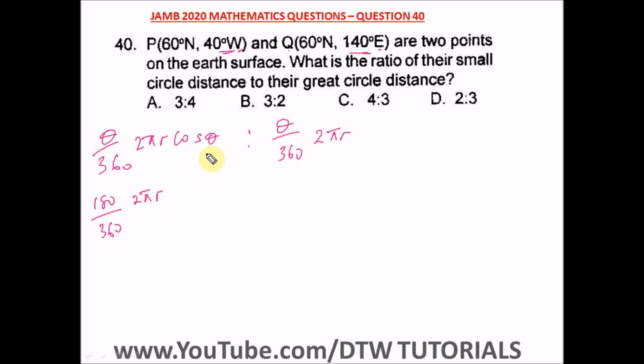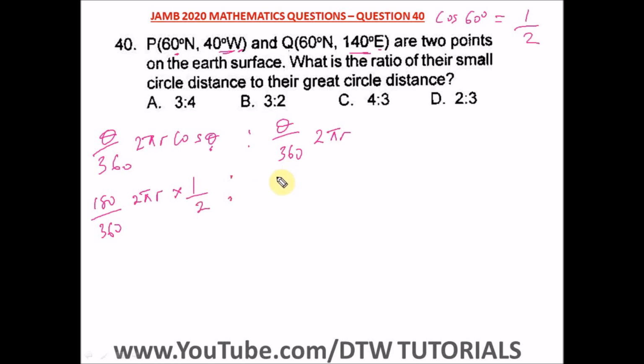Now what will be our theta for cos theta? Our theta here will be the degree on the same axis or on the same point on the Earth's surface, which is 60. So we have cos 60 degree, which is the same thing as 1 over 2. So this is times 1 over 2 ratio.